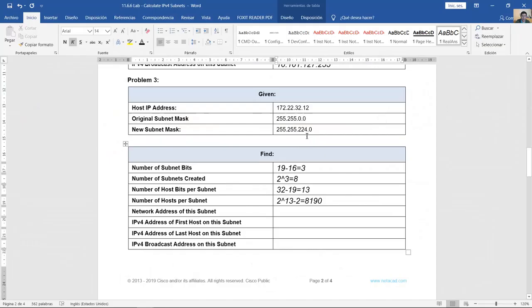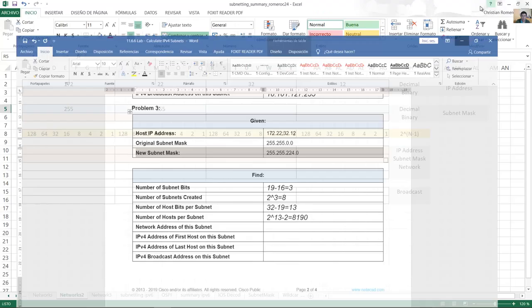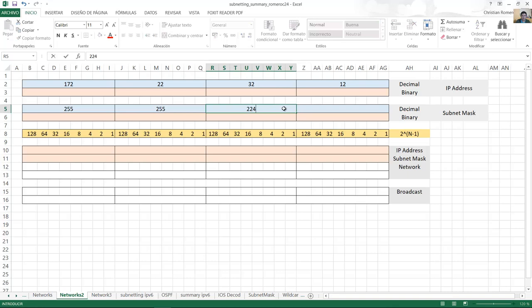172.22.32.12. Remember, use the new subnet mask 255.255.224.0. So convert to binary. 172 is 128 plus 32, 160, plus 8, 168, plus 4, 172. 22 is 16 plus 4, 20, plus 2, 22. 32 is only this one. 12 is 8 plus 4. Ready.